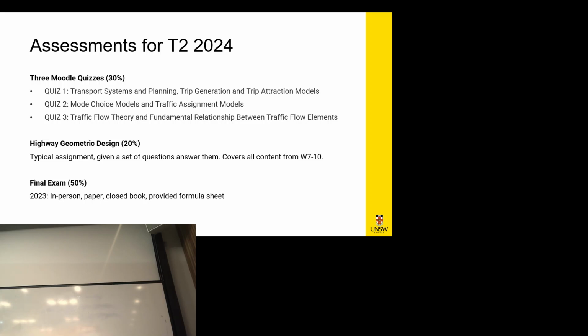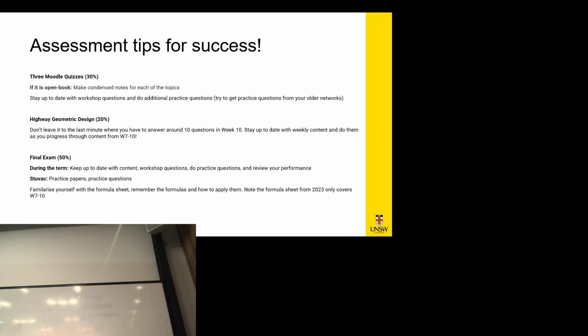We also have a highway geometric design assessment. So your typical assignment, you're just given a set of questions and you just have to solve them. It'll cover all the content from week 7 to 10, and you have your final exam, which is based on 2023. It's in person, paper, and closed book, and you'll be provided a formula sheet. However, the formula sheet is only from week 7 to week 10 content, so we'll go through it later. So these are the 3 assessments.